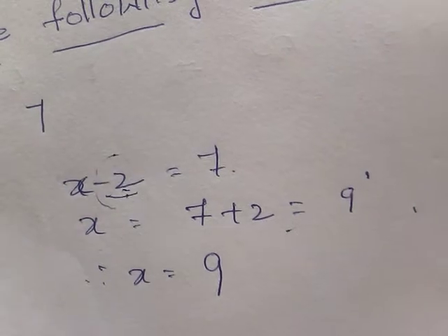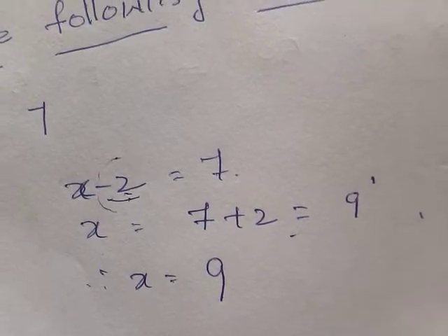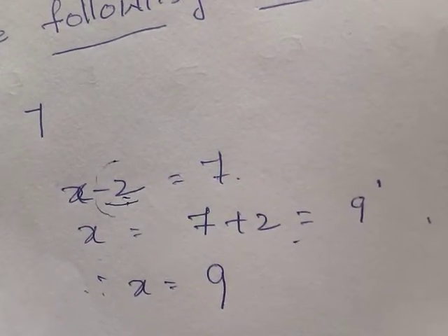That is x is equal to 9. 7 plus 2 is 9. So x minus 2 is equal to 7, then the x value is equal to 9.